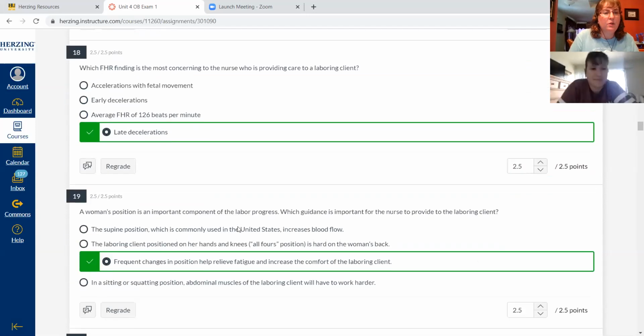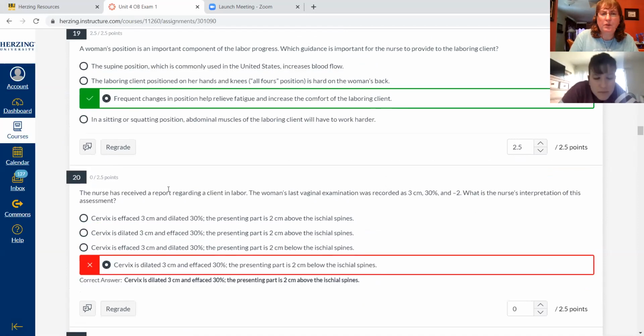All right, so you got those. How about this one? The nurse has received a report regarding the client in labor. The woman's last vaginal exam was recorded 3 centimeters, 30%, and -2. So this person is dilated 3 centimeters and effaced 30%. This is one that a lot of people had a hard time with. It's this last part that tripped people up, this -2. The -2 meant that it's 2 centimeters above the ischial spine. A lot of people picked the opposite.